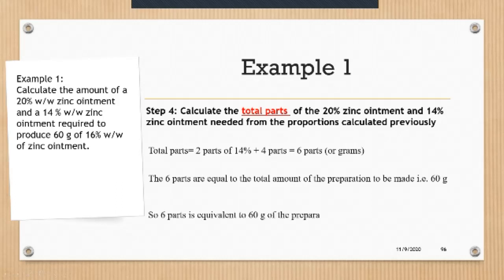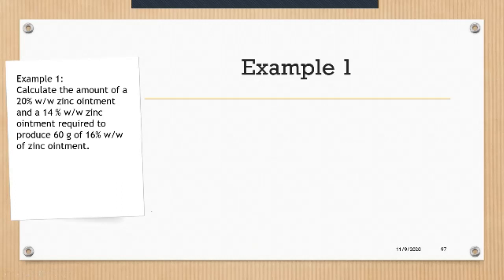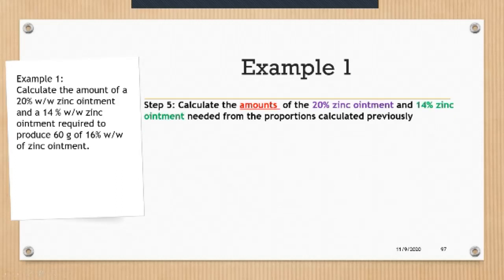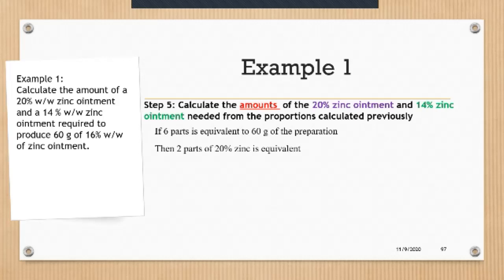So if we make 6 parts equal to 60 grams, then we can do our calculation. We can now convert the parts to actual grams. So we're going to calculate the amounts of the 20% and the 14% zinc oxide ointments. So if 6 parts is equivalent to 60 grams of the preparation, then 2 parts of the 20% zinc oxide is equivalent to X grams of the preparation.